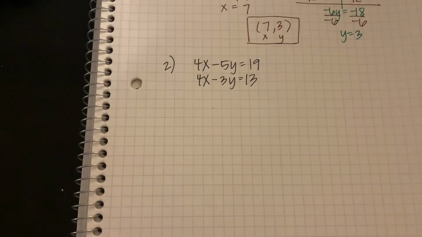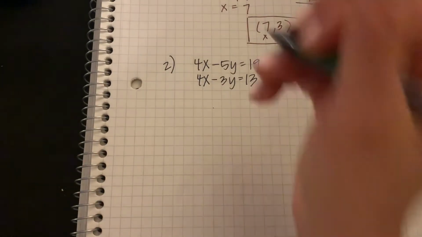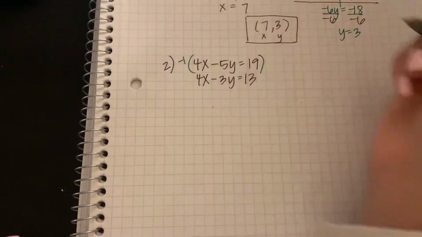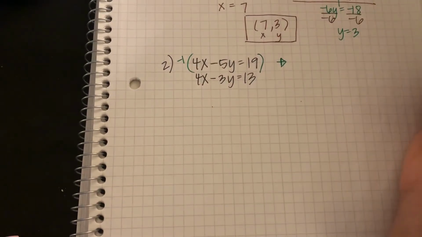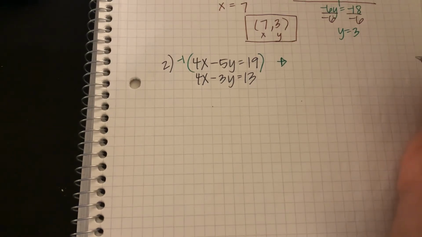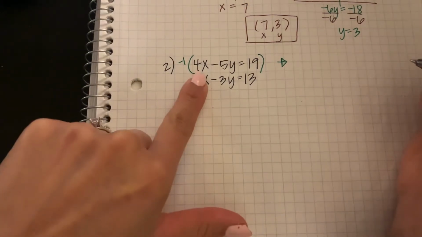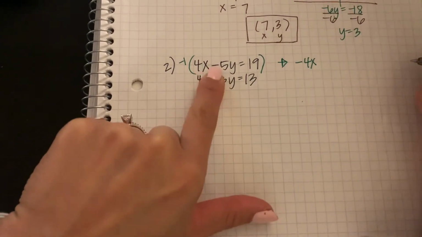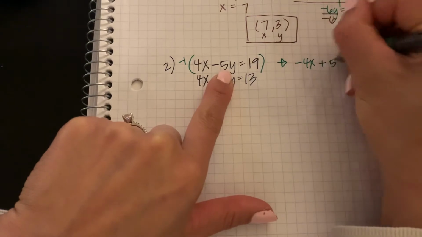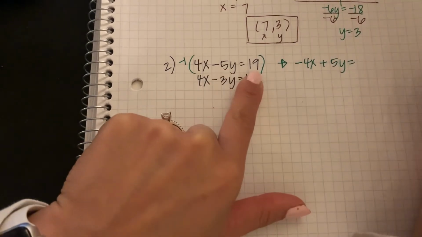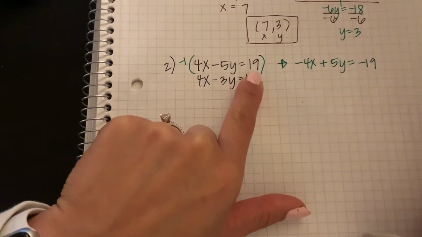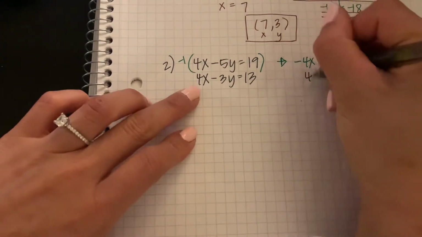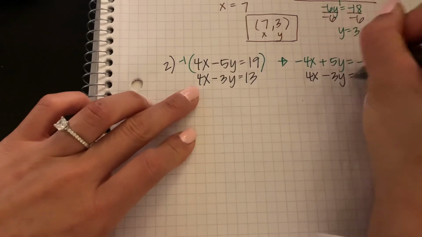So remember, the trick here is you're going to pick an equation. I'll pick the top one. And you're going to multiply it by negative 1. When you multiply it by negative 1, essentially you're just flipping all your signs. Instead of this positive 4x, it becomes minus 4x. Instead of a minus 5y, it becomes plus 5y. Instead of a 19, this becomes negative 19. I'm just going to go ahead and rewrite this same equation right here. 4x minus 3y equals 13.